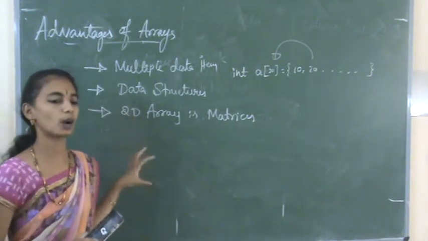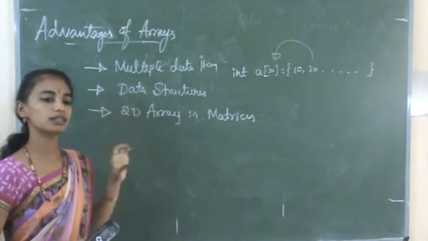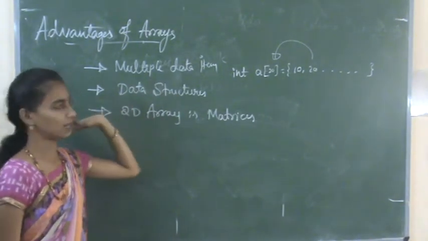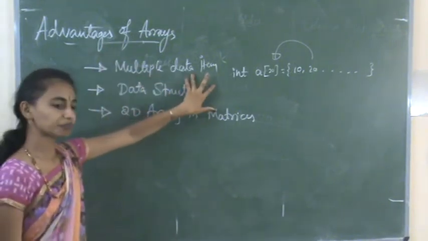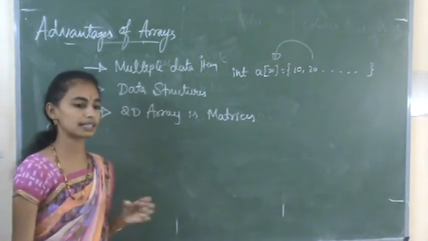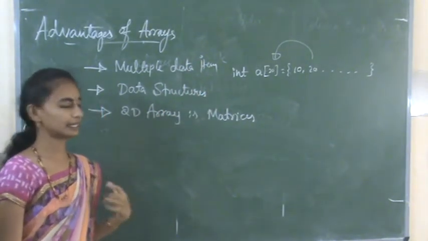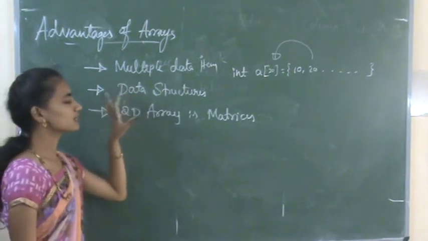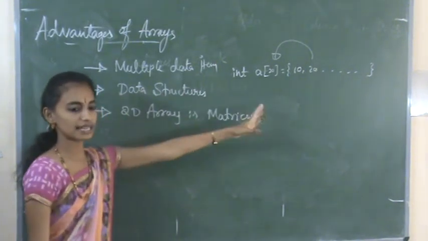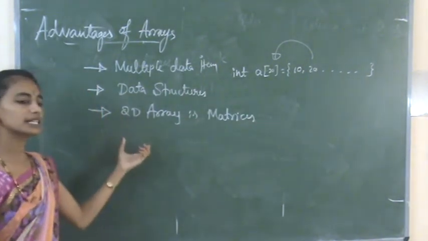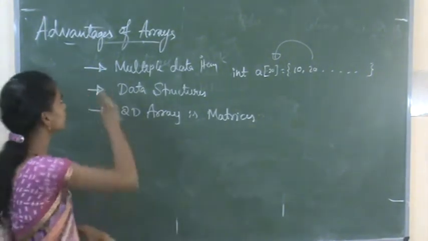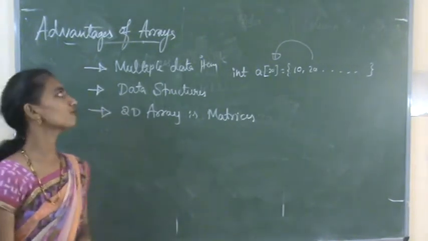So these are the advantages of arrays. We are not talking about one dimension or two dimensions; in general, we are saying what the advantages of an array are. The first advantage is that we can represent multiple data items under the same name with the same data type. The second is that arrays are used to implement other data structures like stacks and queues. The third is that a two-dimensional array is used to represent matrices.